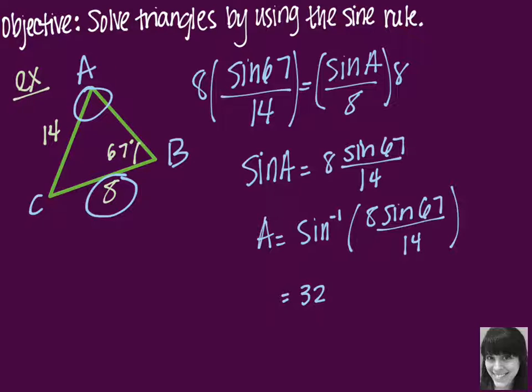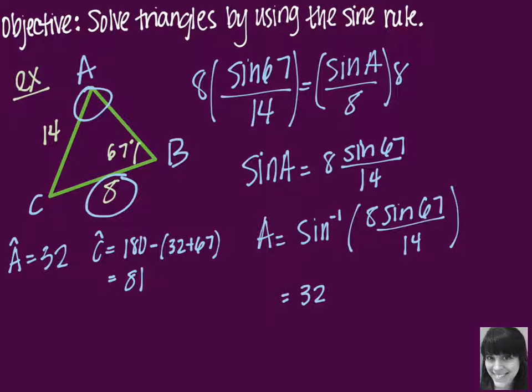And so now that we have angle A is 32, we can find angle C by saying 180 minus (32 plus 67). And this gives us 81. And now we can use the angle 81 in order to find side C.